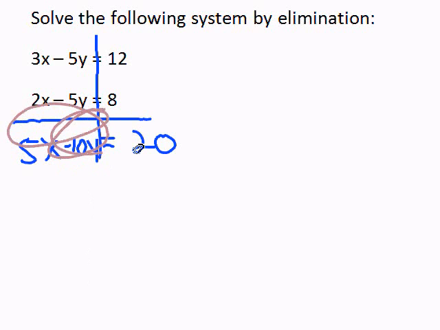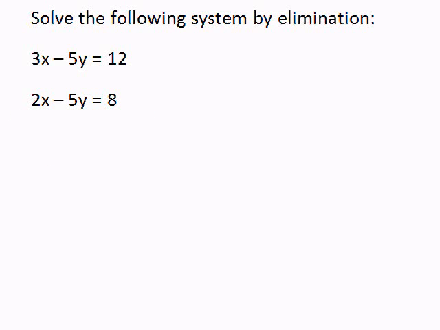So what we're going to have to do is multiply one of the equations by a negative 1, so that one of the y's will be a negative 5y and the other one will have a positive 5y. It doesn't matter which one we choose, I'm going to choose the top one.